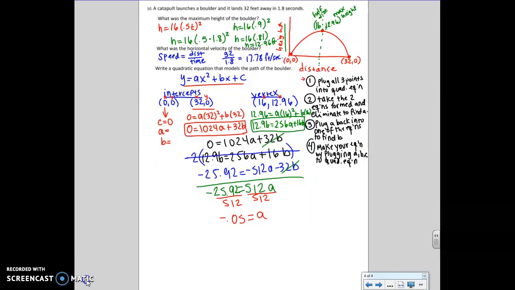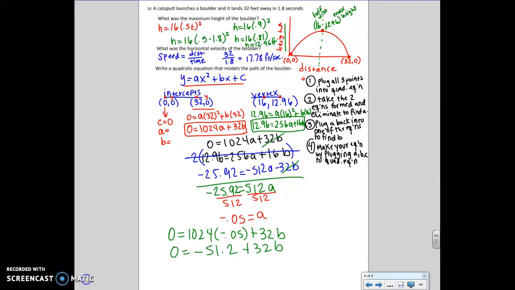So I'm going to pick the first equation just because I think it's simpler. 0 equals 1024 times negative 0.05 plus 32B. Okay, so now I got 51.2. I'm going to add that to the other side. So I get 51.2 equals 32B, divided by 32. And B is 1.6. So I found my A, which was negative 0.05, and B is 1.6.